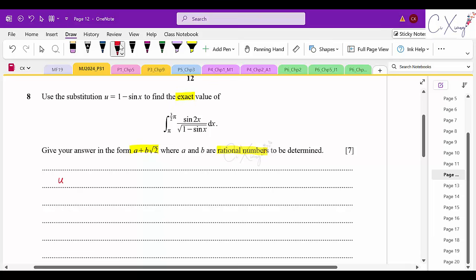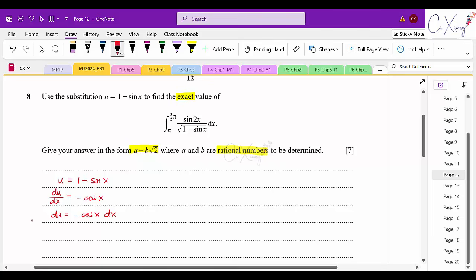So I have u equals 1 minus sine x. First step, I find du over dx, the differentiation. Differentiate 1, you get 0. Differentiate negative sine x, you get negative cos x. From here, you can see clearly that du can be written as negative cos x dx.